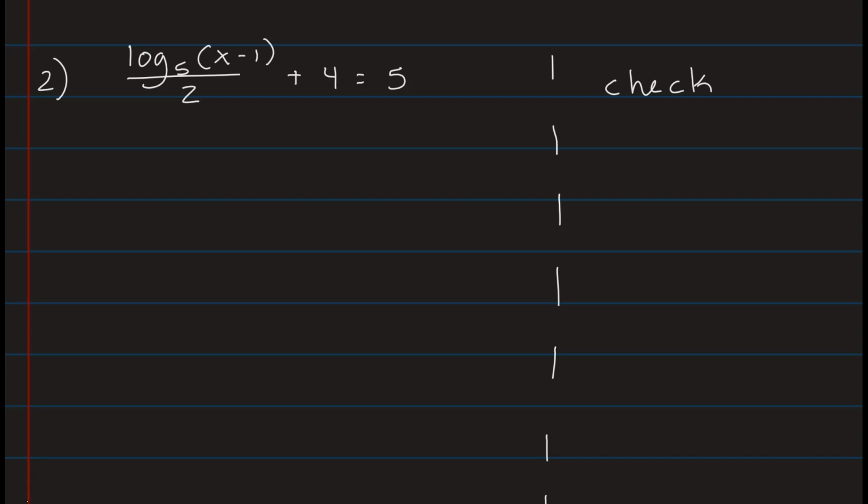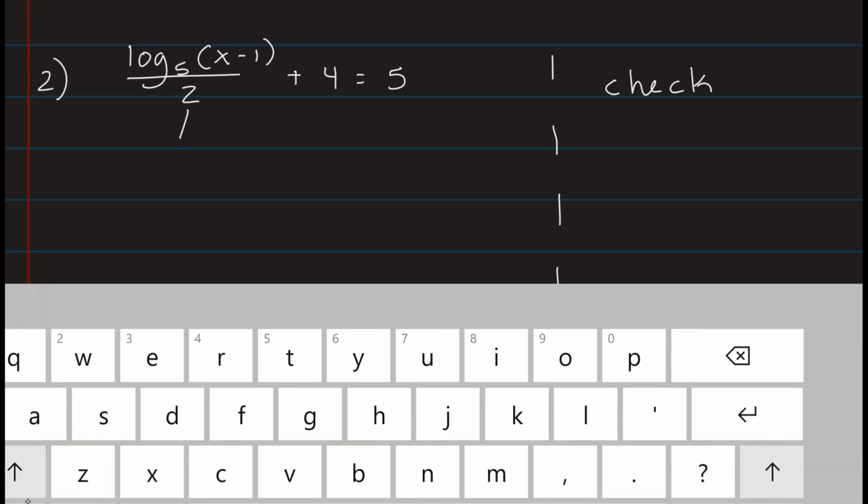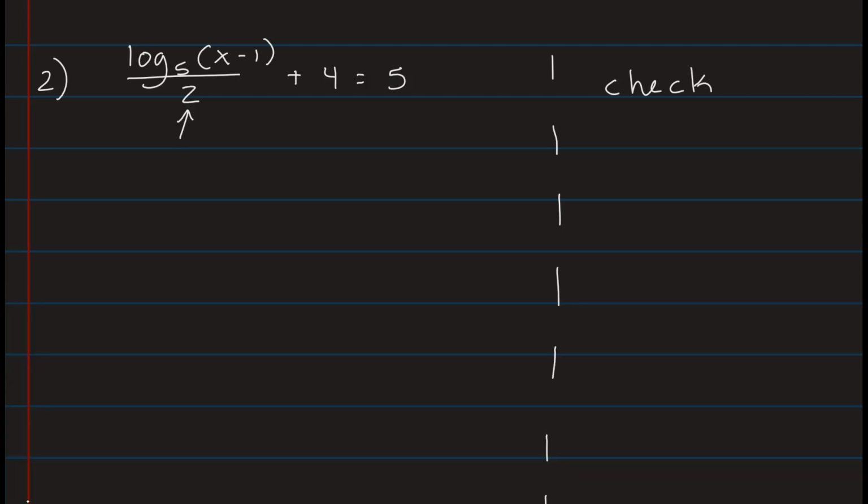I wouldn't want to try to get rid of the 2 first, because remember, whatever I do to one thing, I have to do to everything. So I would have to multiply everything by 2 here, meaning I would have to multiply more than I need to. First, I'm going to subtract 4 over. 5 minus 4 is 1.